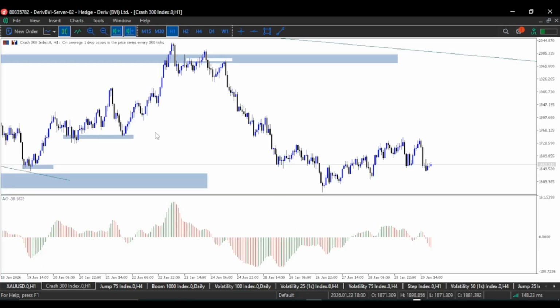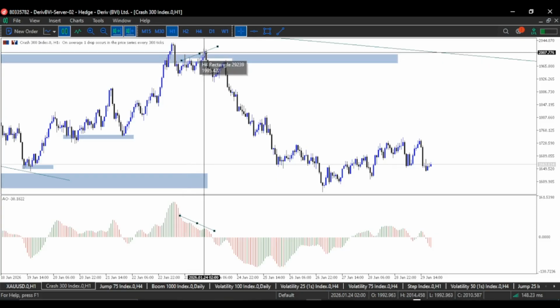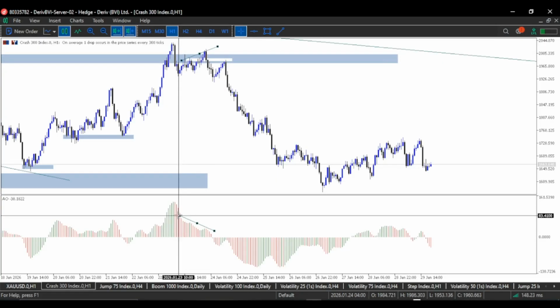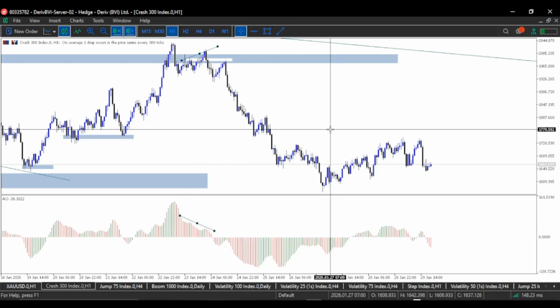Okay, all right, you can see at this particular level, while the market was moving up, what do we have here? We had the Awesome Oscillator moving down. So definitely that is what we call divergence. You can see here, while the market was moving to the upside, the Awesome Oscillator was moving to the downside, and that is what we call divergence.